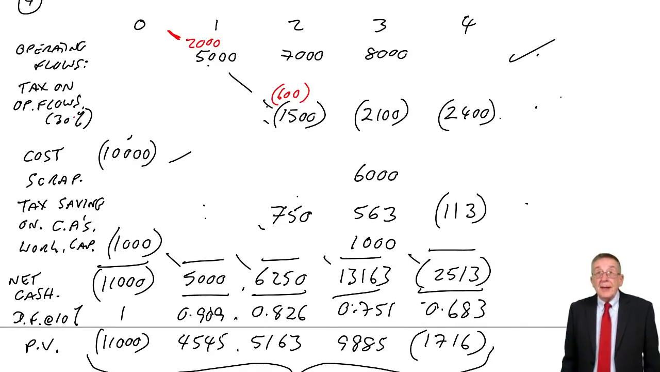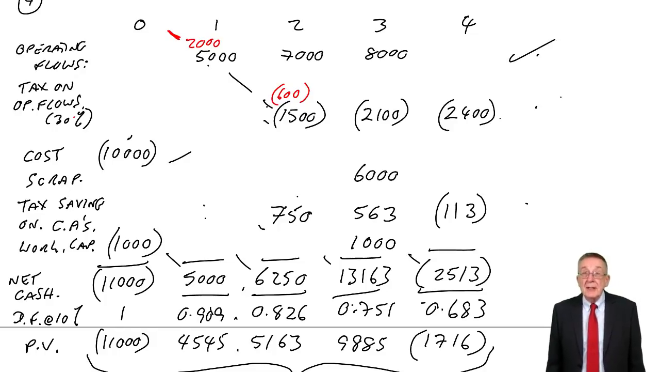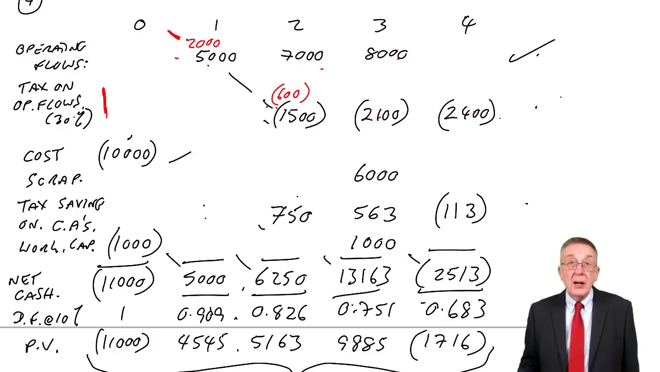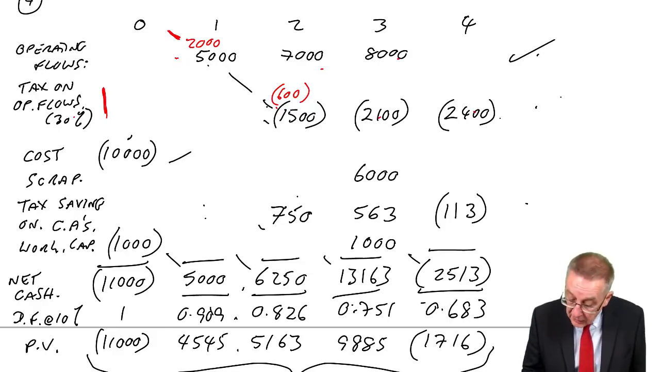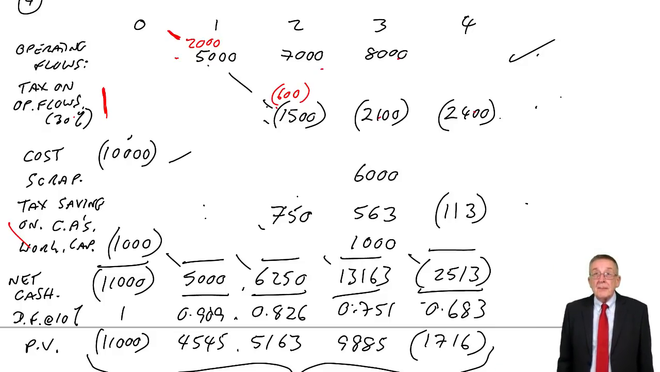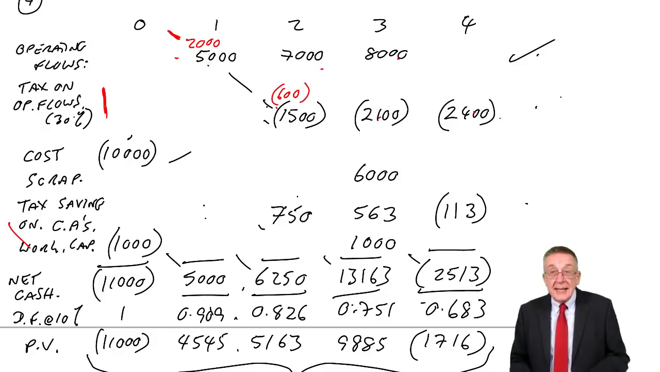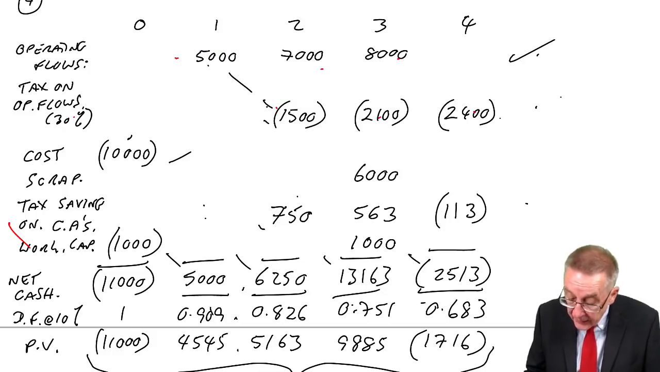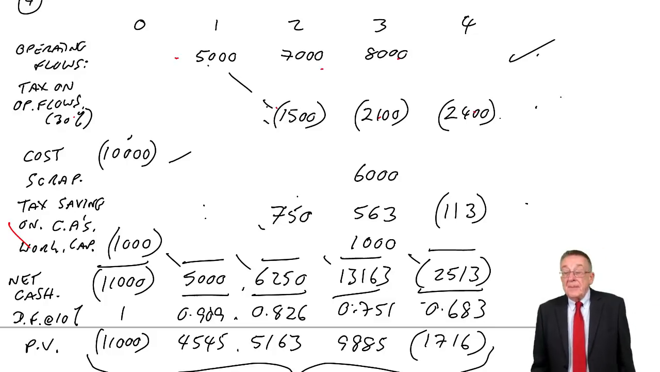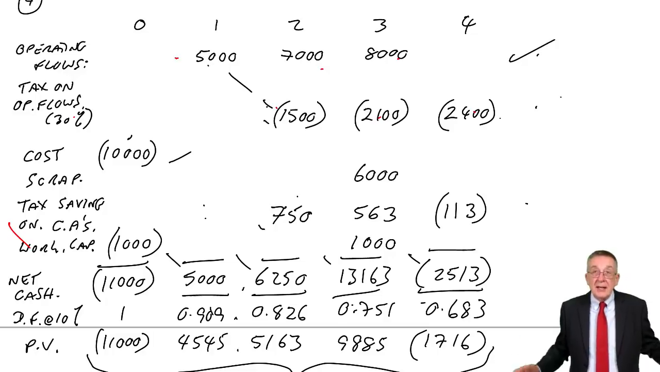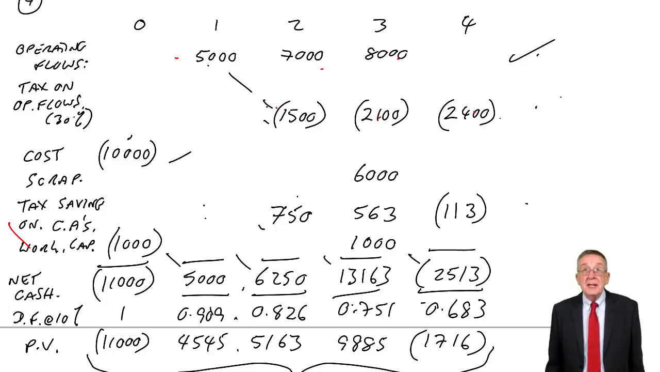You'll never have to deal with losses. And therefore, nothing I've said changes. The tax on the operating flows, 30% of the operating flow. Capital allowances, the workings as we had before. You never need in this exam to worry about losses or, for that matter, any other taxes. You're not examining on VAT, a sales tax, or any other taxes. It's just being able to deal with company tax in this sort of question.